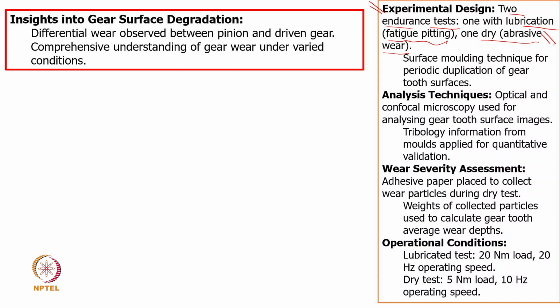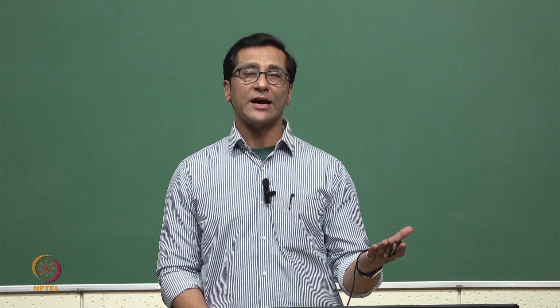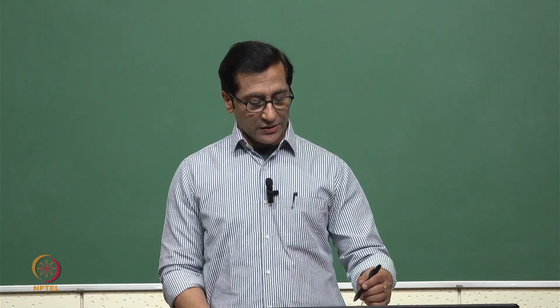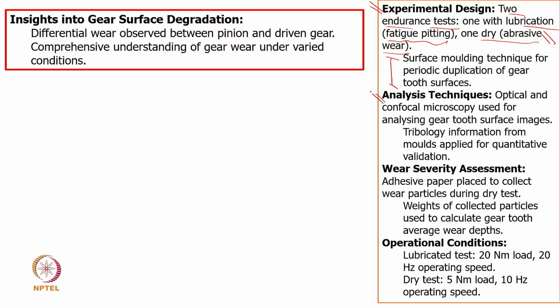One more thing they used in this situation, they used a surface molding technique to find out whether pitting is really happening or not. That technique will also be described in the next slide. They used analysis techniques which we have already learned in surface analysis. So they did optical analysis to find out what is happening to the surfaces. Not only this, we can also find out some friction data, wear data. However, they used molds to find out the pitting-related data.